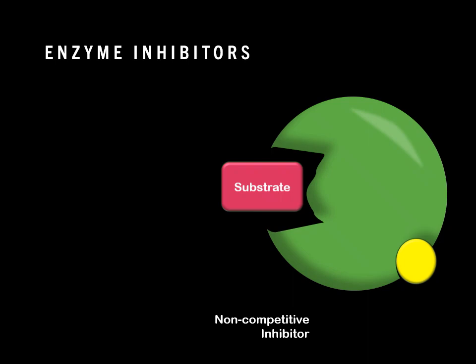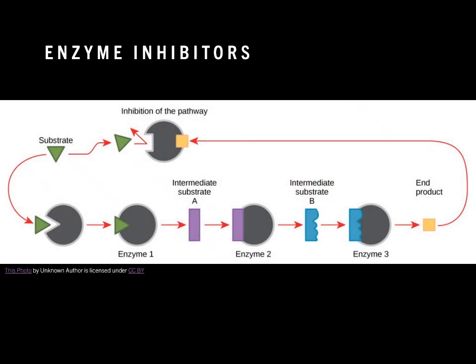This is what happens in negative feedback, or feedback inhibition, where the end product of a metabolic pathway often functions as an allosteric inhibitor of an enzyme at the beginning of the pathway, thereby limiting its own production.